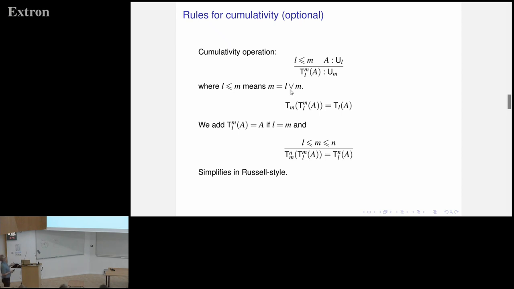So there are different opinions whether one should have cumulativity. So we don't hardwire that into the system, but make it an optional construction. So for example, we can have a cumulativity operation which raises a type in U_L to a type in U_M, provided M is greater than or equal to L. And of course, L less than or equal to M means that M is equal to L ⊔ M. And the equation saying that the decoding of a type at level M, which is raised from level L, is the same as the direct decoding of the type in U_L. And similarly, raising the level of the type twice is the same as doing it in one go. And of course, all of this simplifies a lot in Russell's style, where the two latter equations disappear and the other one is just that if A is in U_L, then it is also in U_M.